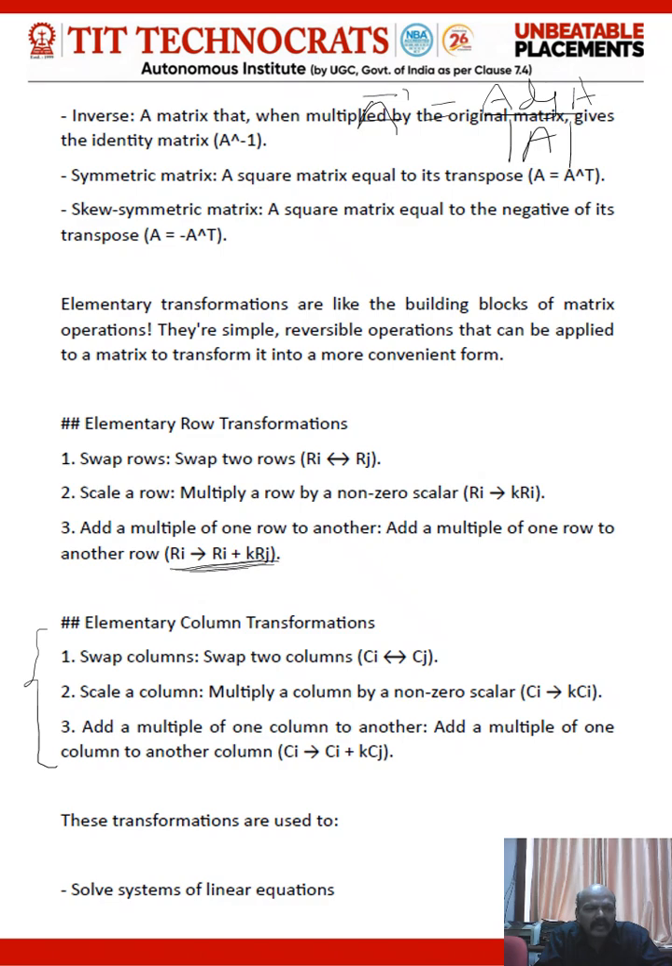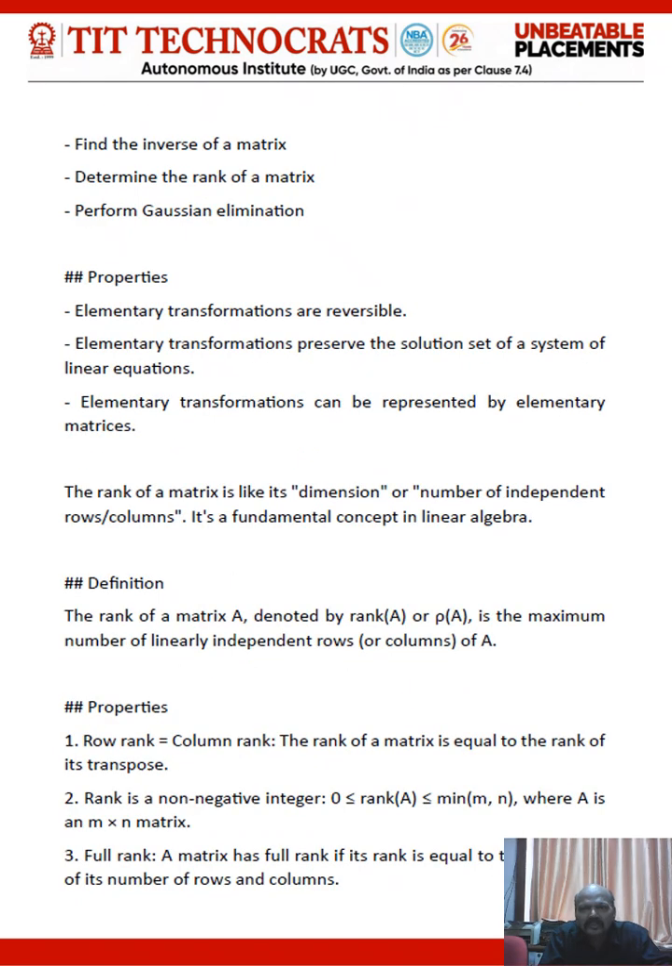Where will we be using these transformations? Suppose we want to find the inverse of a matrix, we will use row transformation. To determine the rank of a matrix, we will use row transformation. If we want to perform Gaussian elimination, meaning reducing a matrix to upper triangular or lower triangular form, it is known as Gaussian elimination. We will be using row or column transformations.